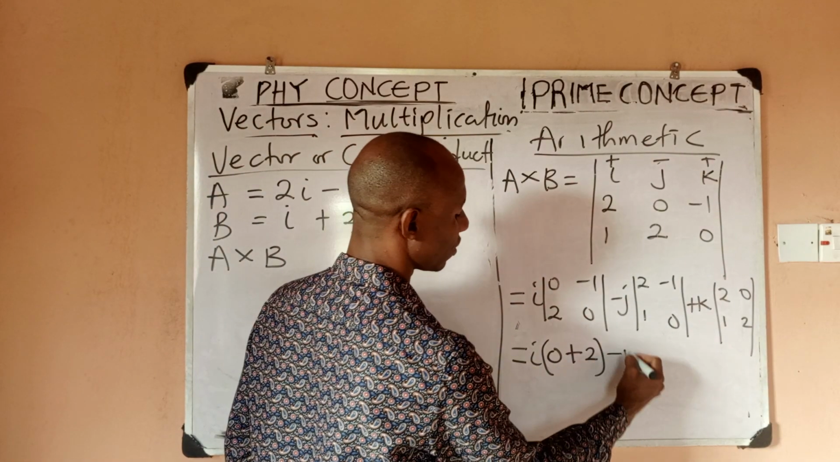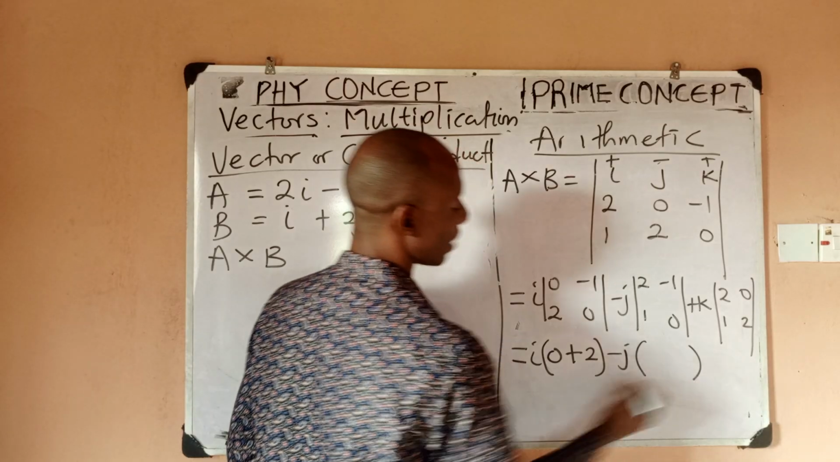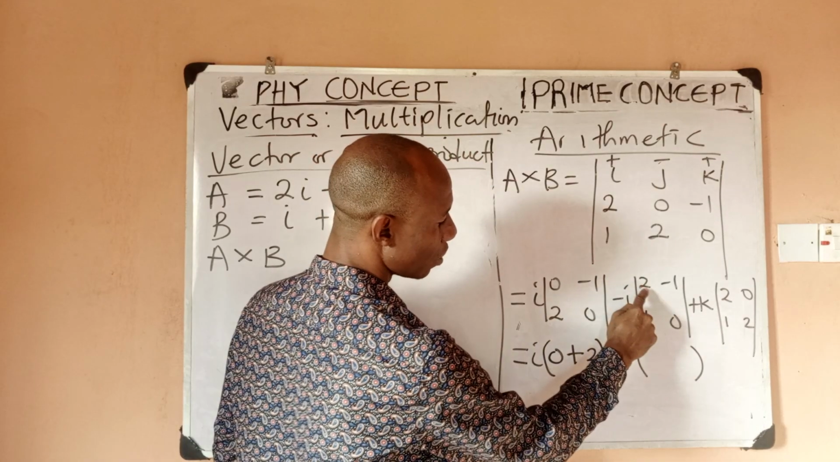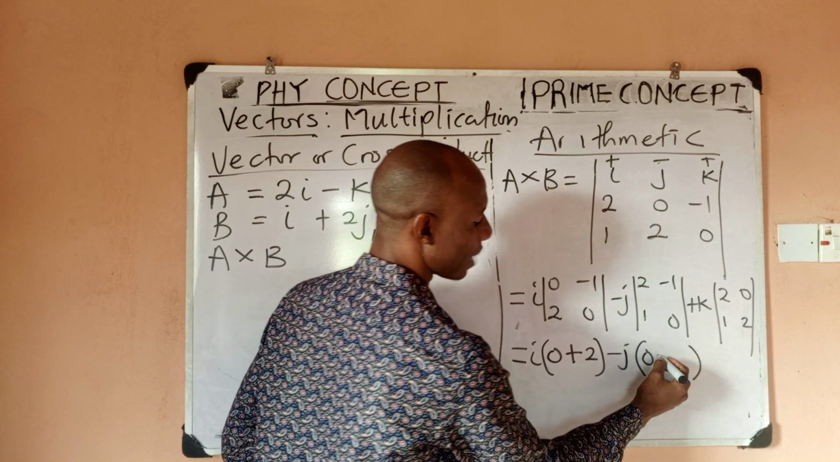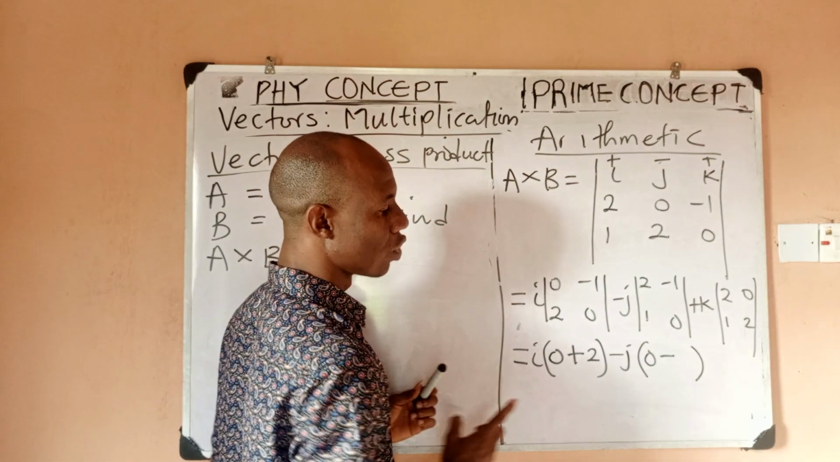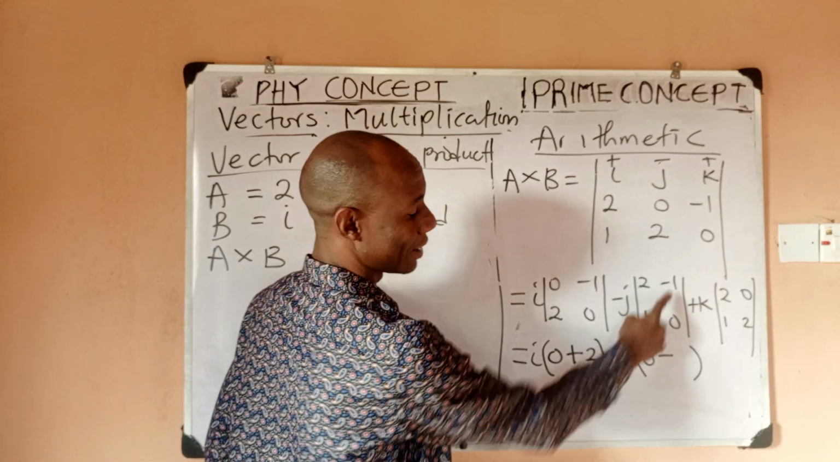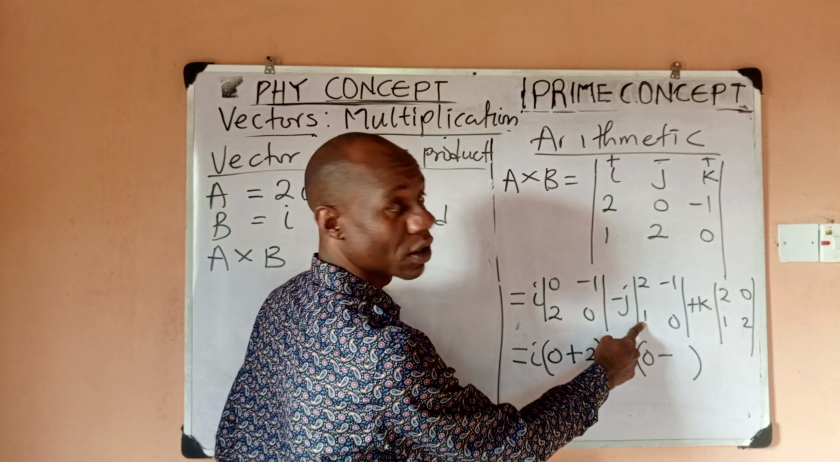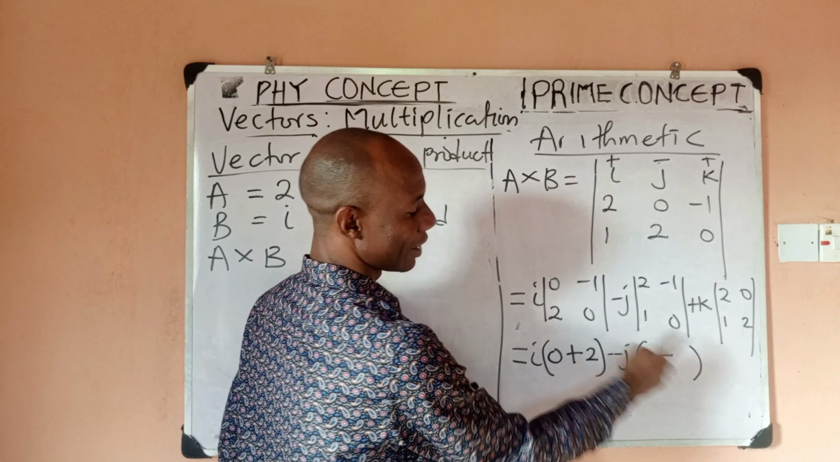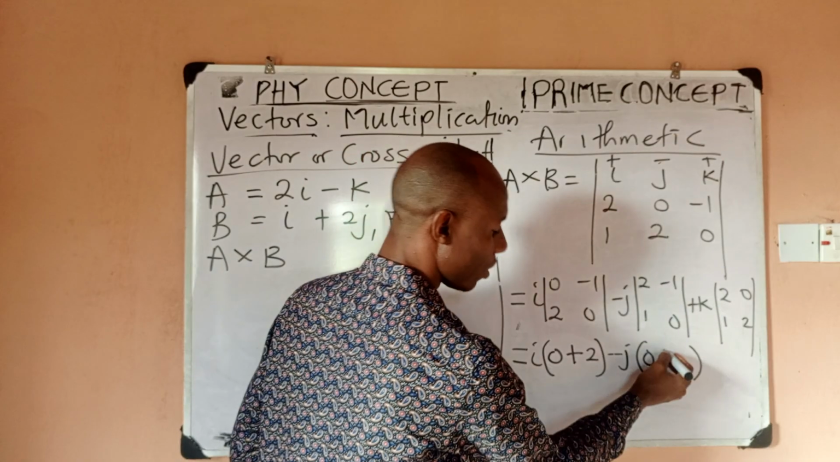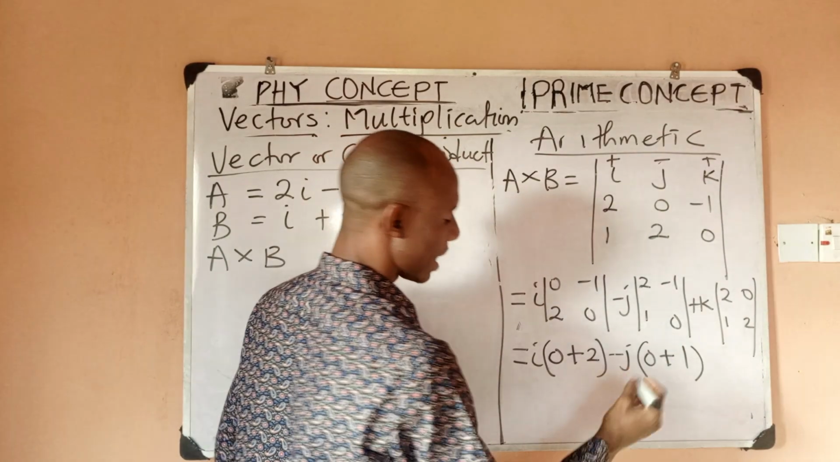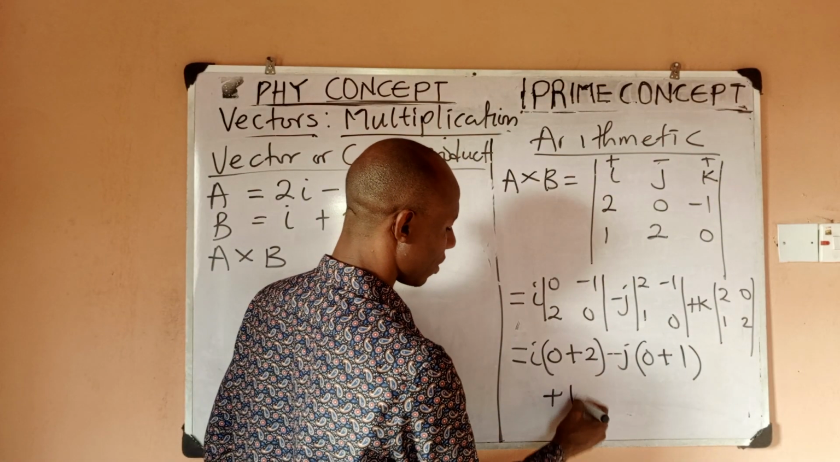I'll go to minus j, which is outside. Open my bracket. I'll go 2 times 0 is what? 0. Immediately I multiply this, I would introduce my minus. I will go again. Minus 1 times 1 would give me what? Minus 1. When it comes here, it would again affect this minus to become what? Plus 1. Then I will go again, finally, plus k.